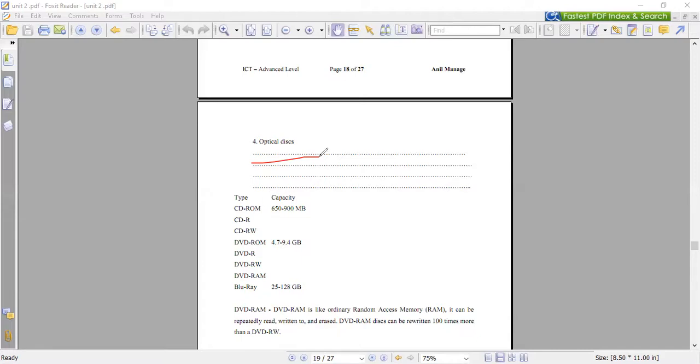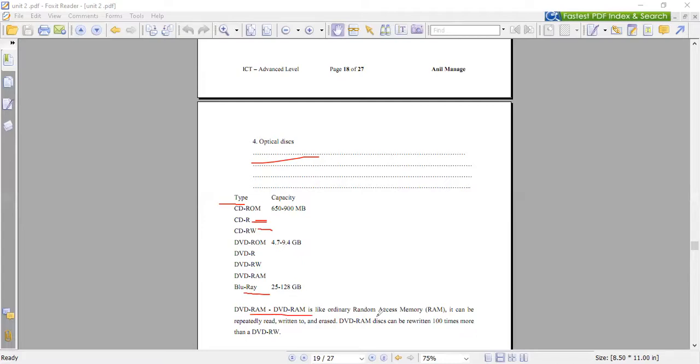So optical disks, now you can see these are some types: CDs, DVDs, Blu-rays. CD-ROM is there, CD-RW, read write, is there, DVD also there. Read write means you can read and write several times. This is read only. Then Blu-ray discs, nowadays we are using them for storing movies and all that, high definition movies. Okay, then DVD-RAM.